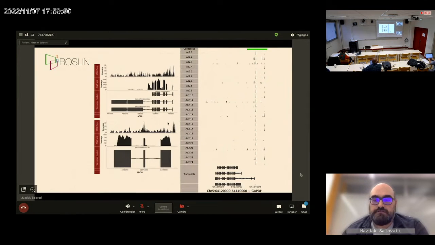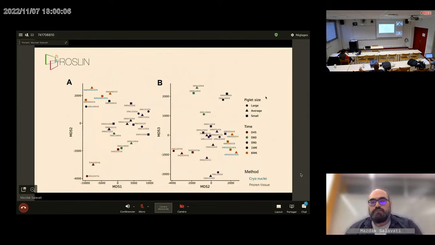So on the right-hand side here in the figure, you can see the same GAPDH gene in every single sample out of those 24, with the open chromatin region that is detected and the consensus region highlighted in green as the consensus opening for GAPDH. So we carried out the QC, the quality control, of the data set.